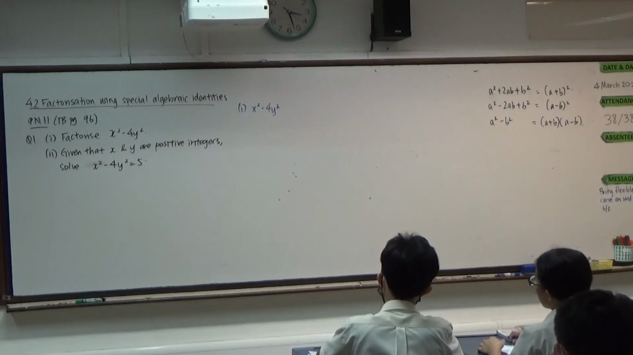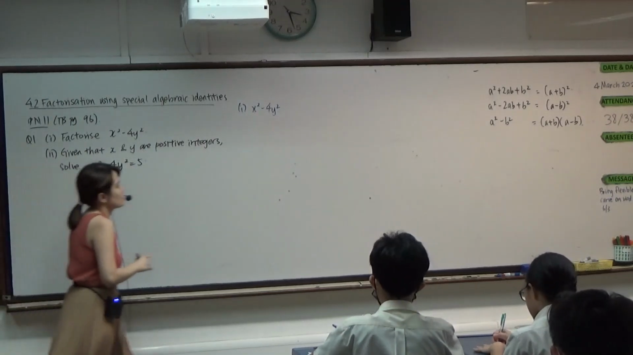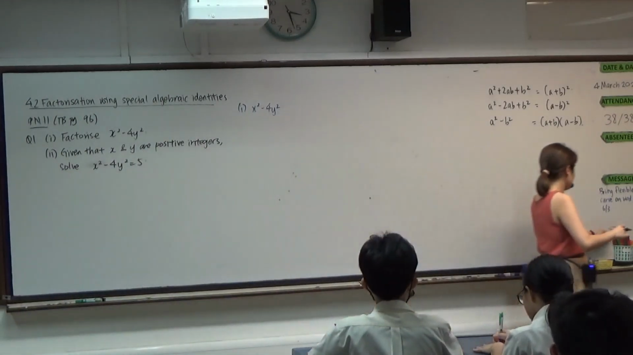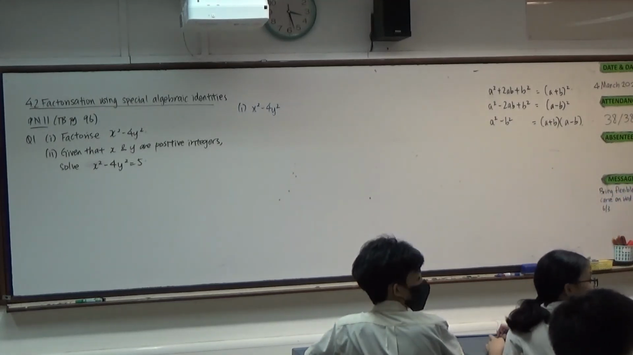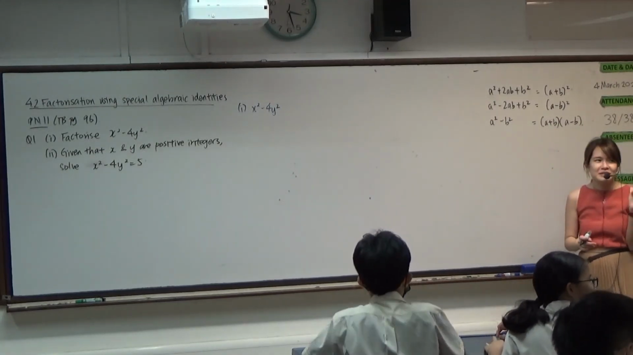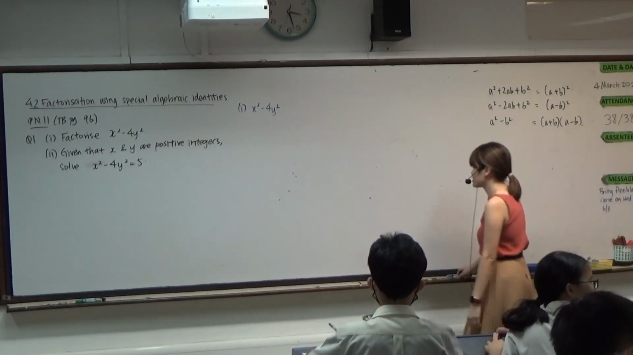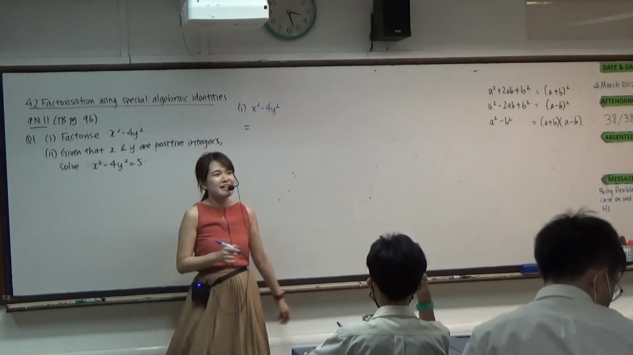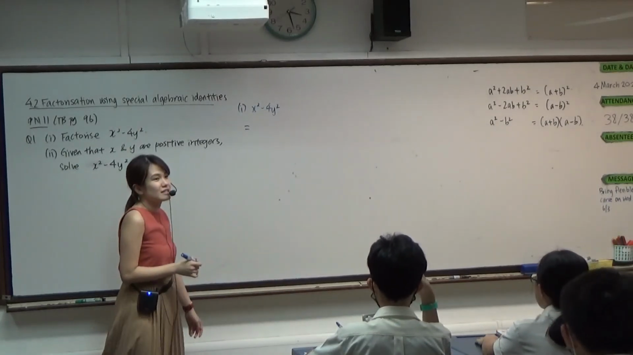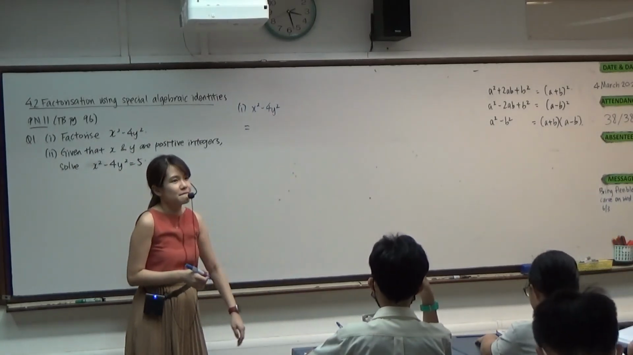What should we get then in this case? Let's call out another name. Matthias. Okay. Elise. Okay. So x squared minus 4y squared, what will we get when we factorize using our identities there?